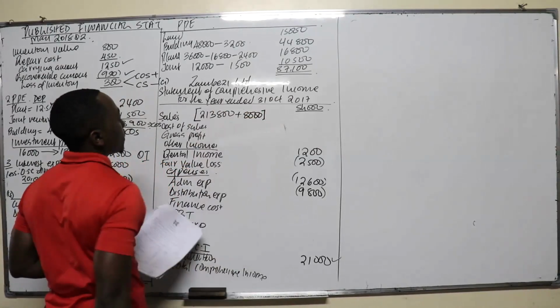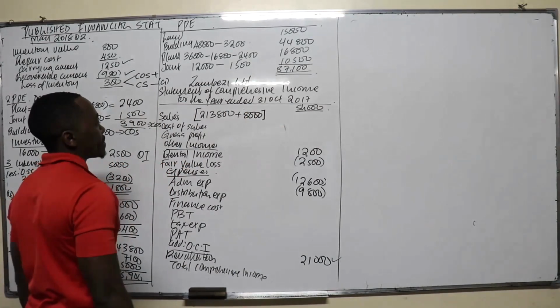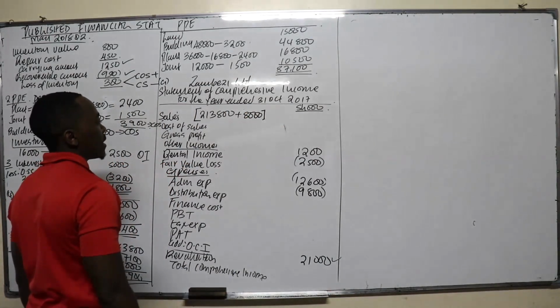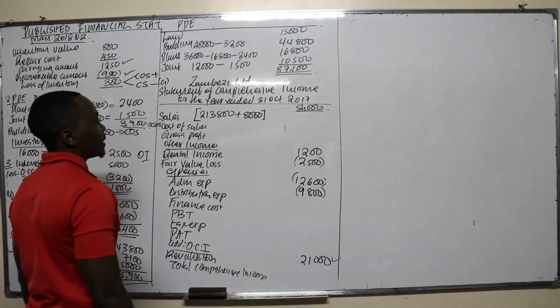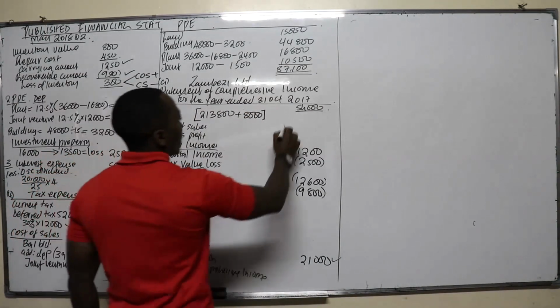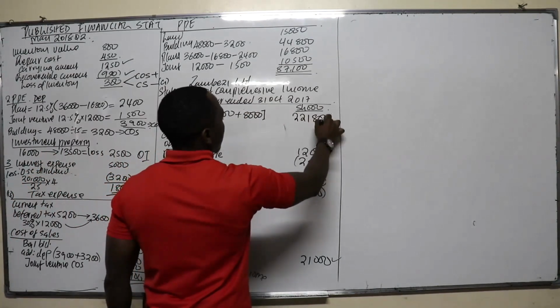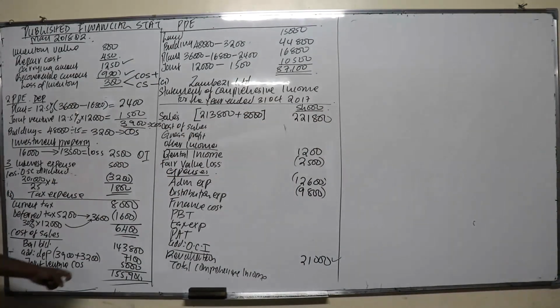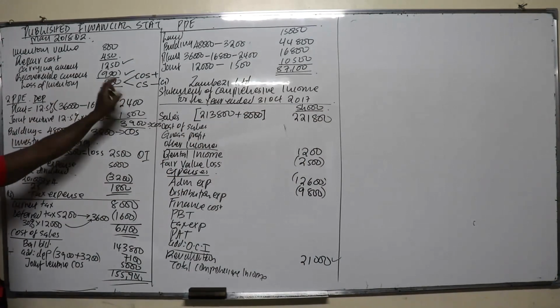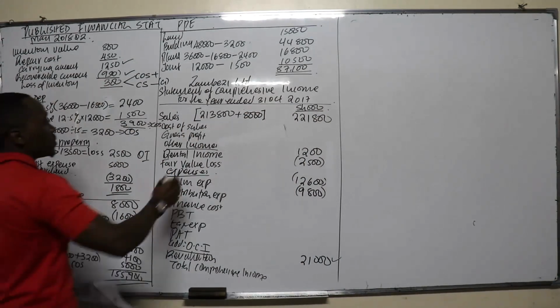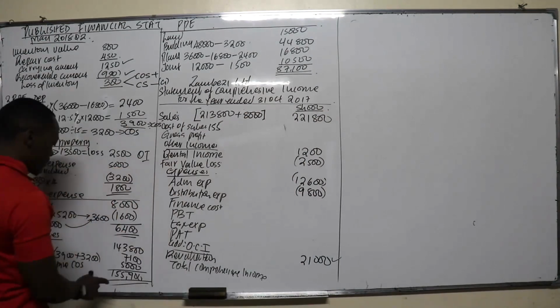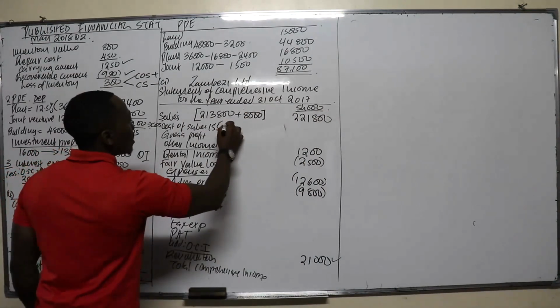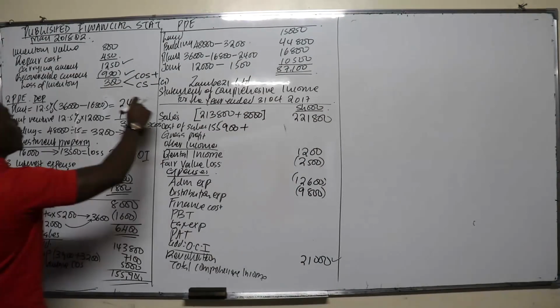So give me that. $221,800. Then cost of sales. Cost of sales was 155, but we never adjusted this. We had loss on inventory of 300 we are supposed to add. So it's 155,900. Then you can add this, the loss of inventory.